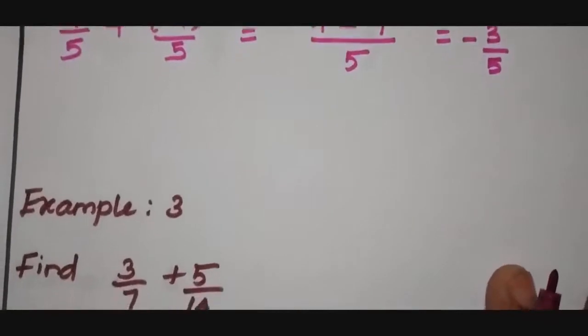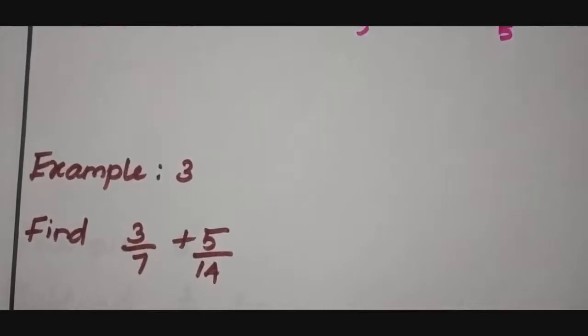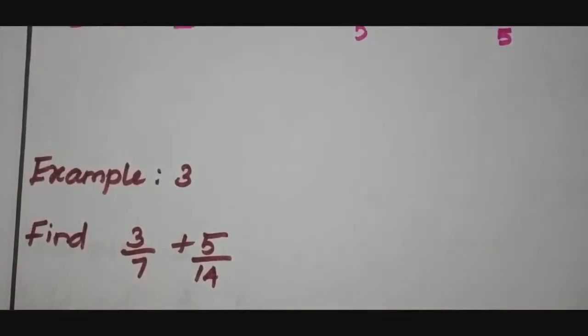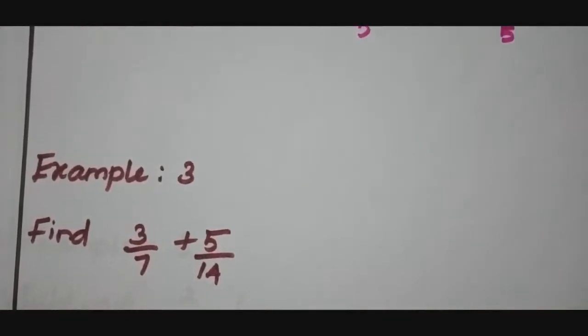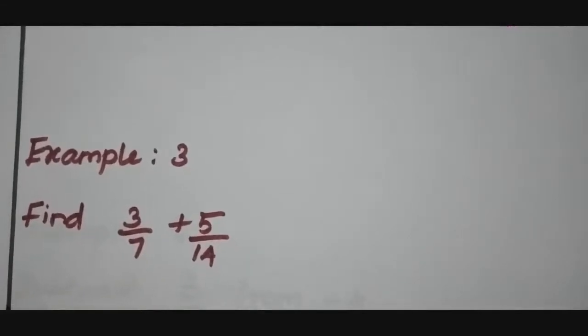Example 3. Find 3 by 7 plus 5 by 14. Here the denominators are different. When the denominators are different, we should take the LCM. Let us take the LCM.